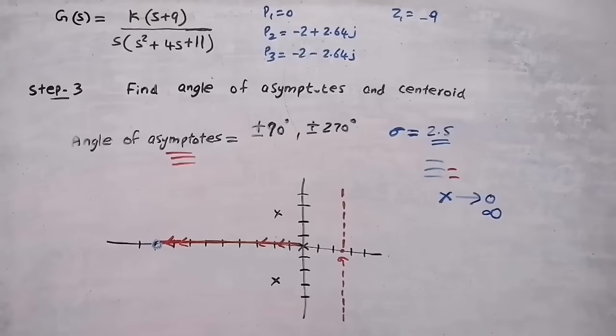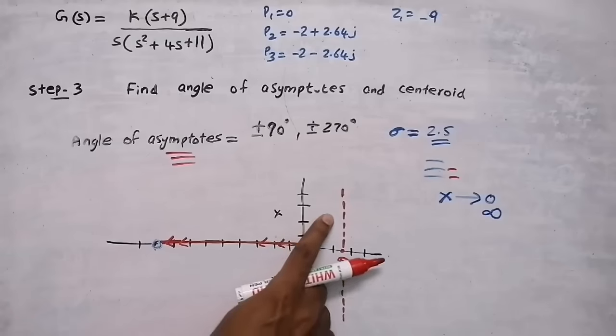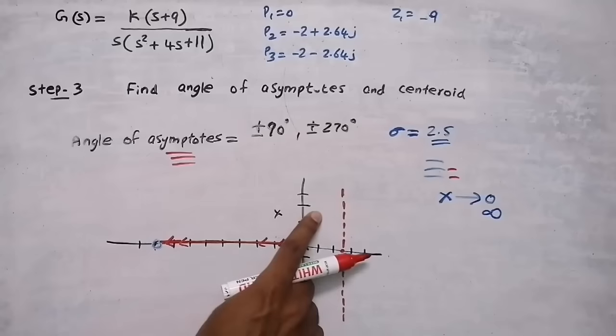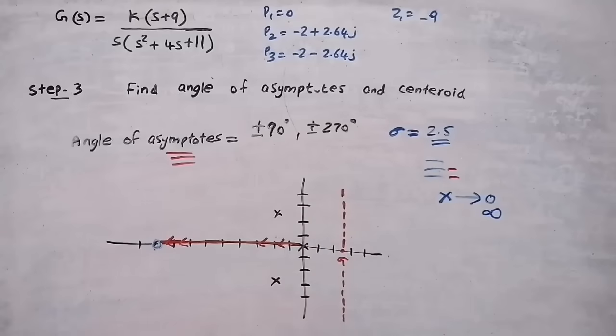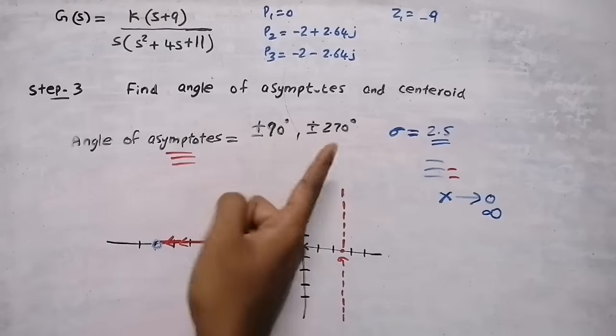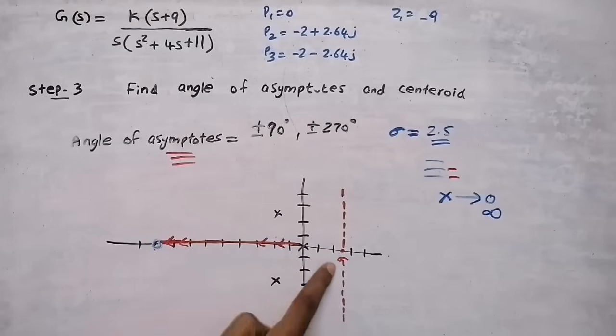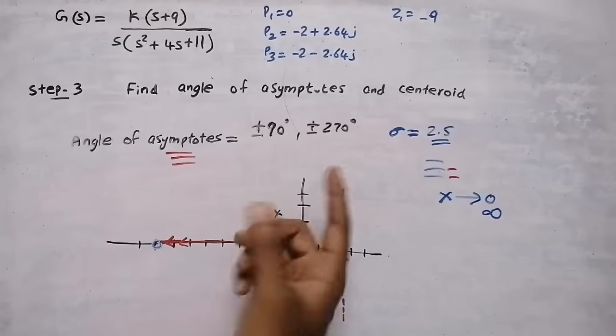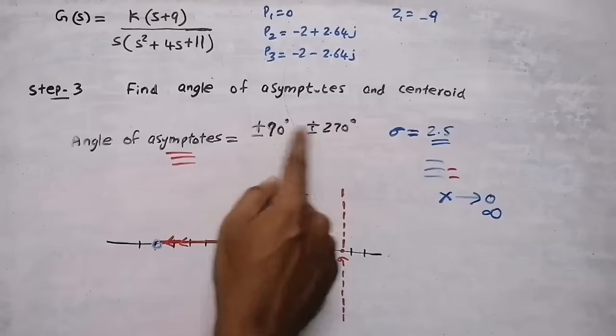Now the root locus is going to go near the asymptotes. For getting the path of the root locus we are drawing asymptotes. Now plus or minus 270 means the same line itself. Plus 270 means this line. Minus 270 means this line. If you use a protractor we can get that. 90 and 270 are the same.